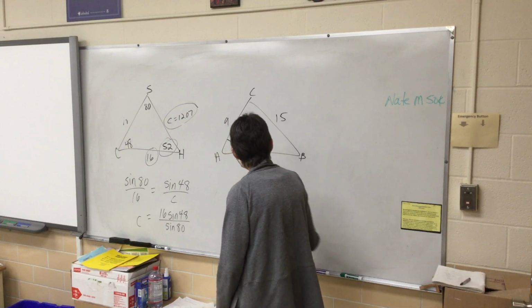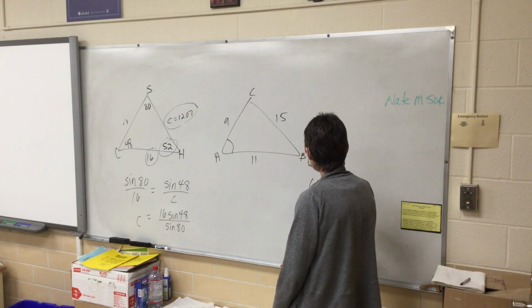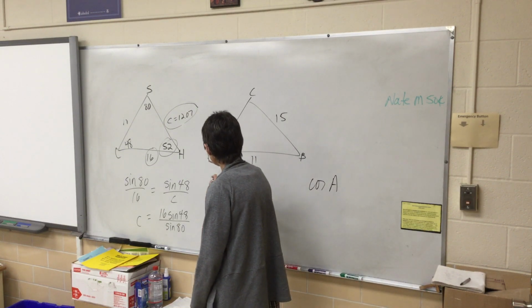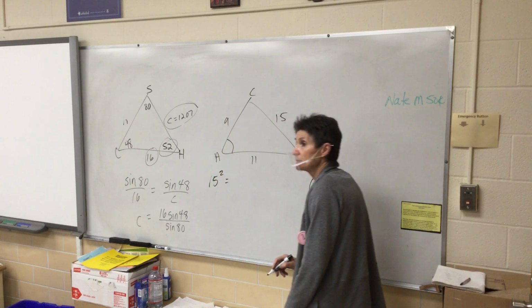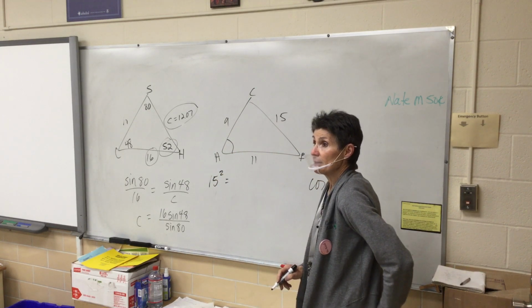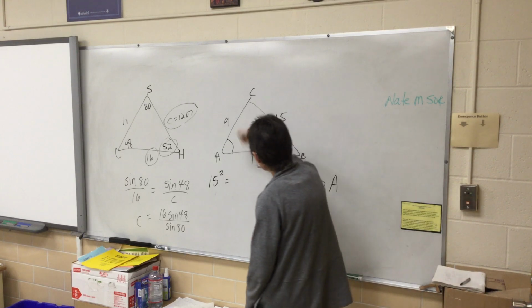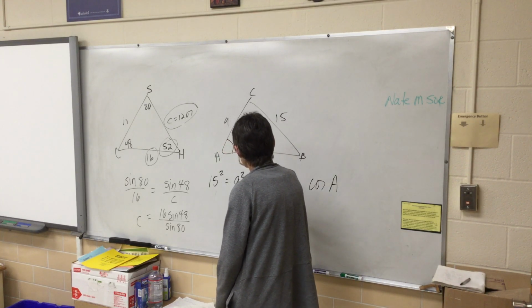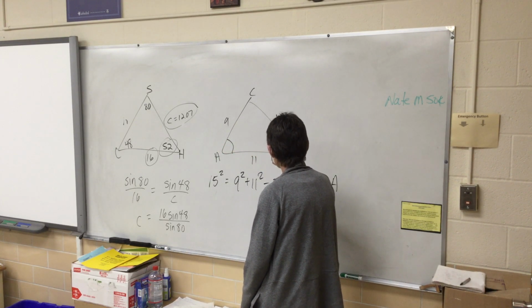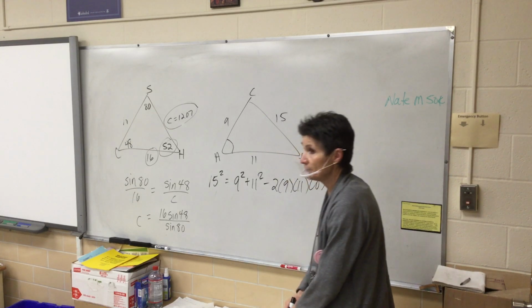So if angle A is my angle, I'm going to put cosine A out here and 15 squared over here. Right? And then in the middle is going to go the 9 and the 11 combination.